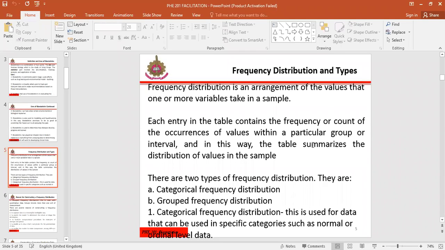Now, I want to say at this point that there are two major types of frequency distribution, depending on the type of data that we are dealing with. We have the categorical frequency distribution and we have the grouped frequency distribution. For the first one, the categorical frequency distribution, this is used for data that can be placed in specific categories, such as nominal or ordinal level data.